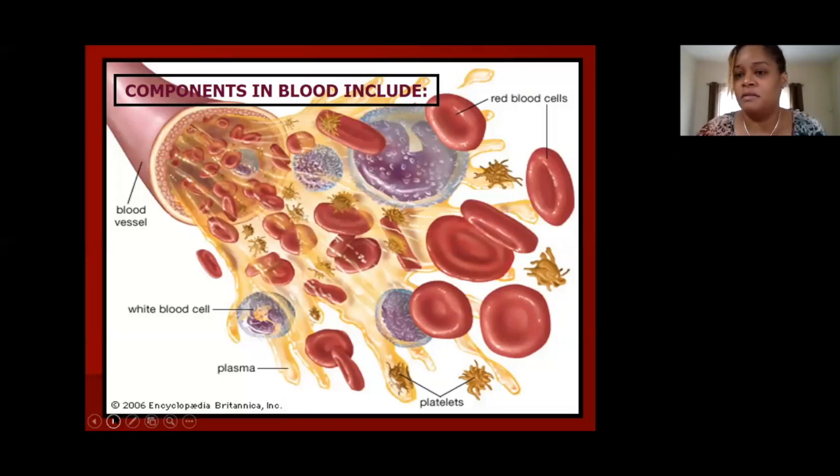Then we have our cell components. We have 2 types of cells that are found circulating in blood: our red blood cells and our white blood cells. And then we have these cell-like fragments called platelets. All 4 components together make up what we call blood, okay? So when we talk about blood, we're not talking about this one thing. We're talking about these 4 things coming together, forming a mixture, and together, these things allow blood to carry out its function. All right, so let's continue.